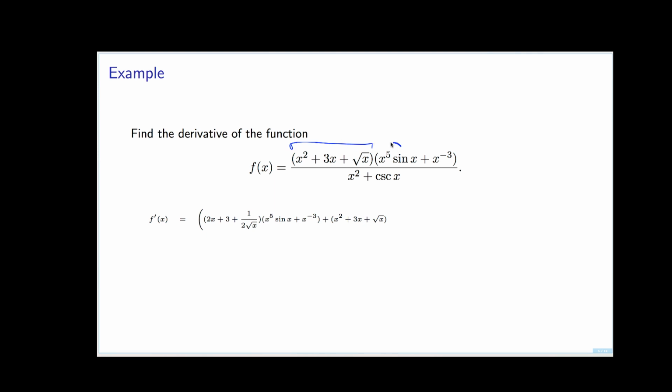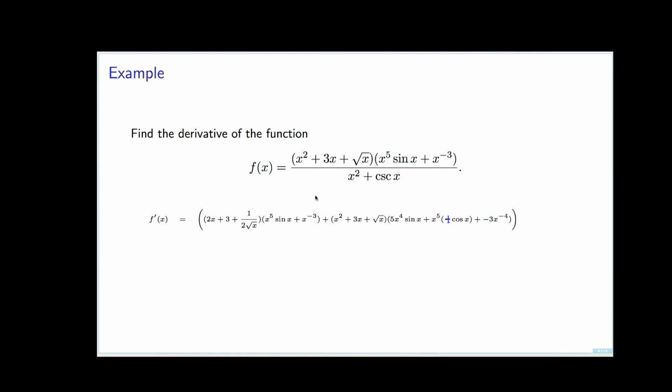Now notice when we do the derivative of the second, this x to the fifth sine x is again a product, so we're going to need to do the product rule on this. So we're going to get derivative of the first, 5x to the 4, times the second, so times sine x, and then plus the first, so x to the fifth, times the derivative of sine, which is cosine. This should be a plus, so that's a plus cosine. And then plus the derivative of x to the minus 3, which is minus 3x to the minus 4. And again, this should be a plus cosine here. So then we're getting all of that.